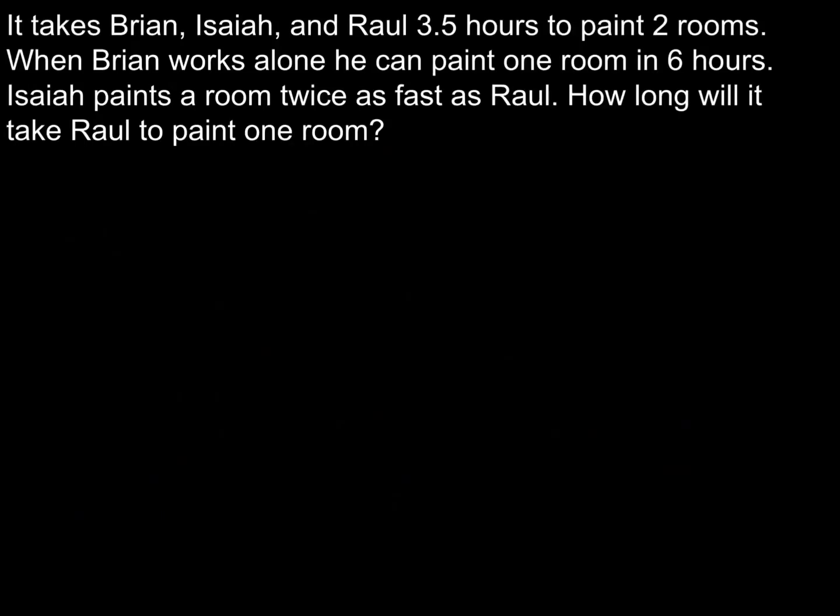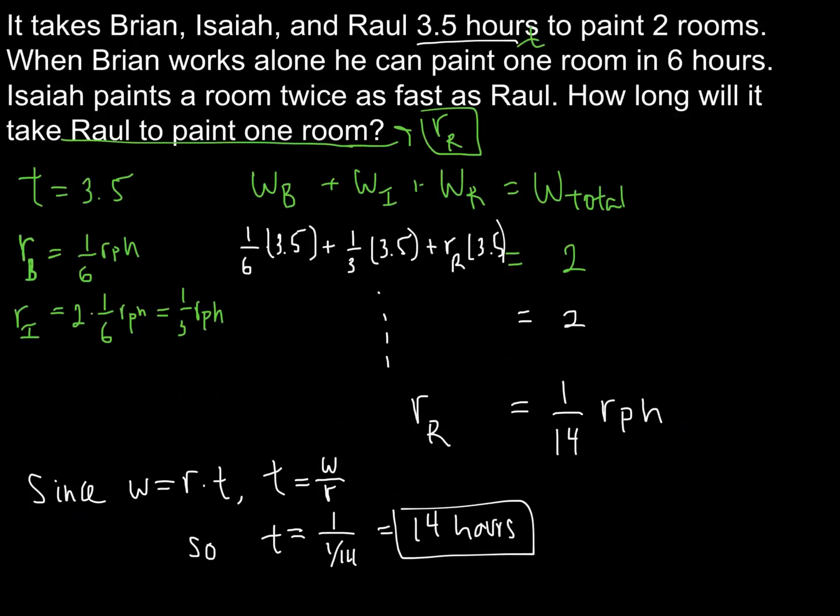All right, here we go with Brian, Isaiah, and Raul. What I'm going to do is just write everything out, put it up there, and then talk very briefly about it. Right, here it is. This one has 3 people involved in it, but the relationship remains the same. The work that Brian does, plus the work Isaiah does, plus the work Raul does, will equal the total amount of work that they do together, which is 2 rooms painted.